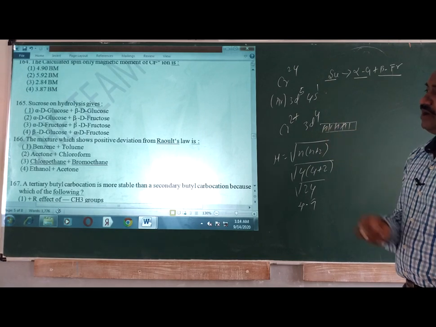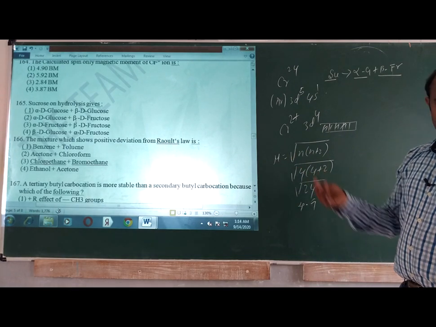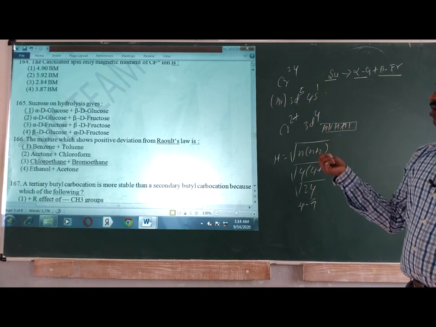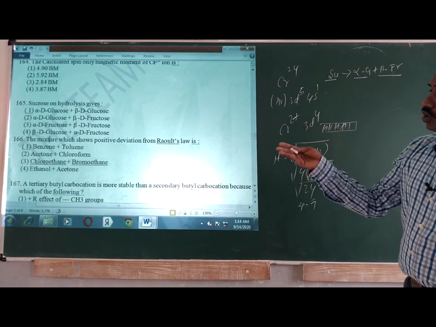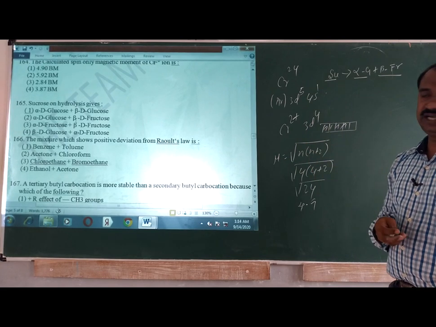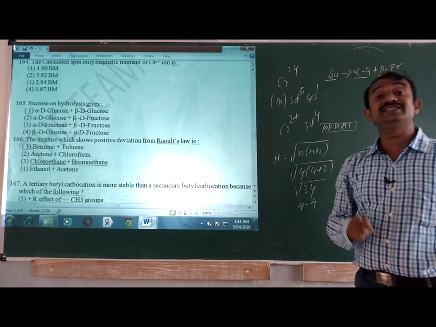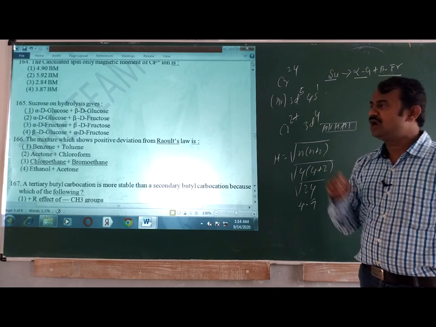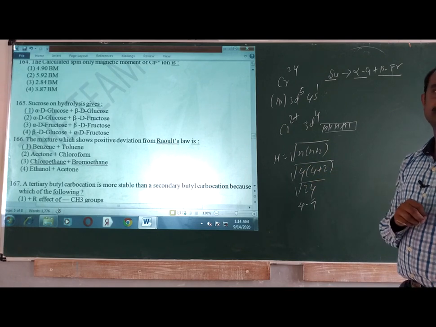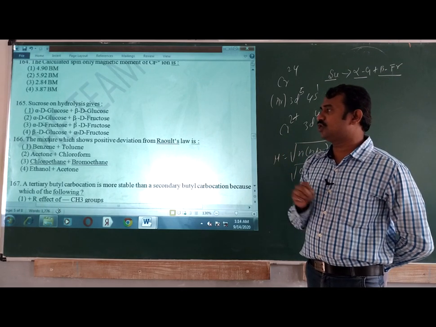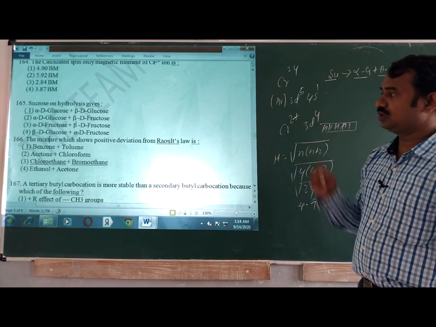If you take ethanol and water, or ethanol and acetone, it is also positive deviation, and chloroethane and bromoethane is an ideal solution. Acetone and chloroform is a negative deviation due to hydrogen bond. Benzene and toluene is an ideal solution. Here the answer, the positive deviation we can observe in ethanol and acetone.